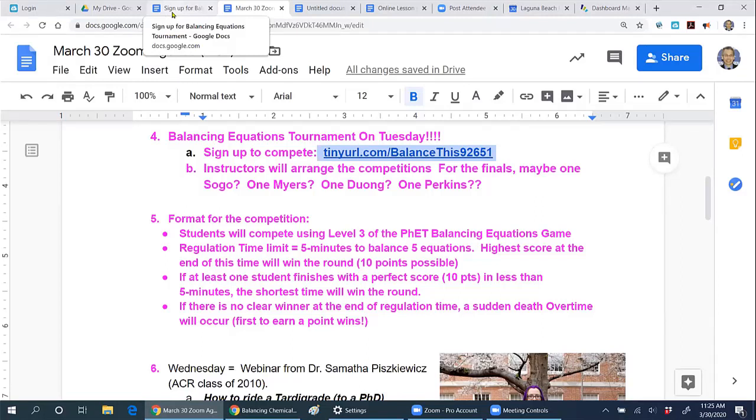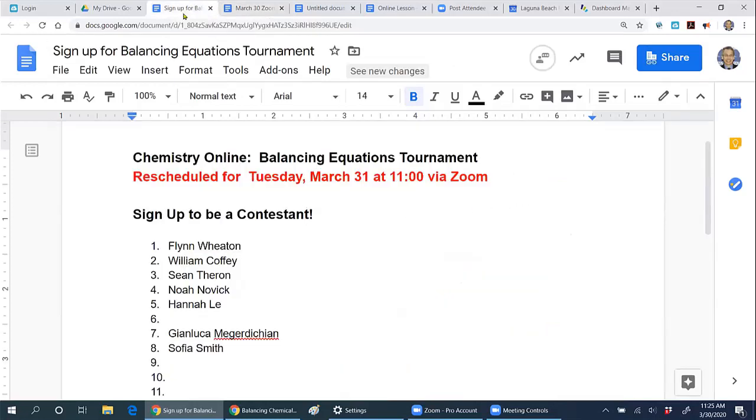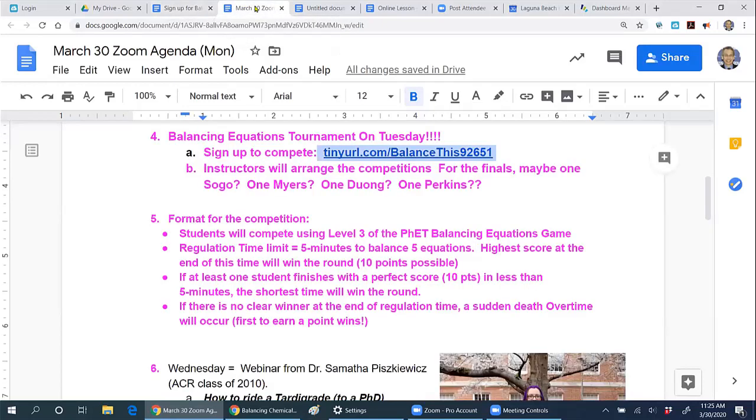I don't remember which document. I got so many documents, but the tiny URL will get you there. And as I said, if you want to participate and you weren't able to get your name on the page, then we'll just allow you to sign up on the spot tomorrow. But good. All right. Maybe Trey's name will appear here soon. Beautiful. Okay. Gonna lower Trey's hand. Anybody else with a question?